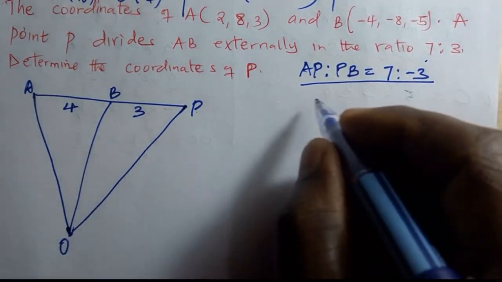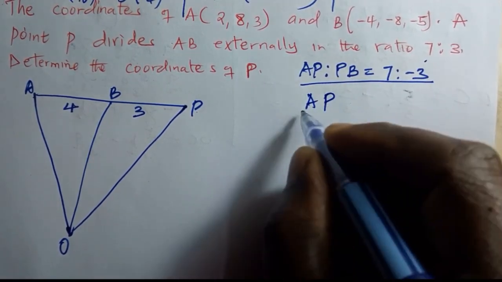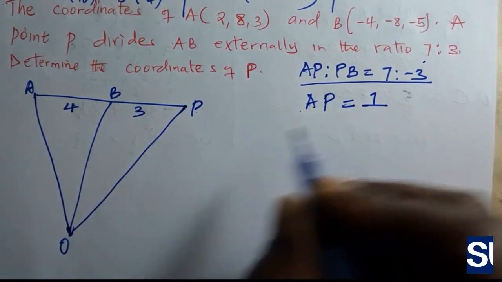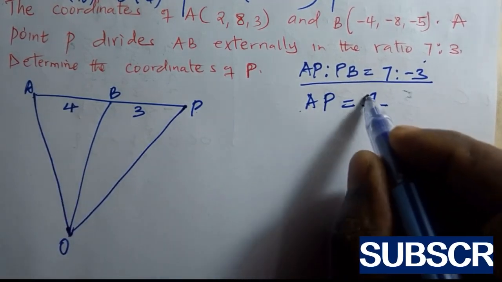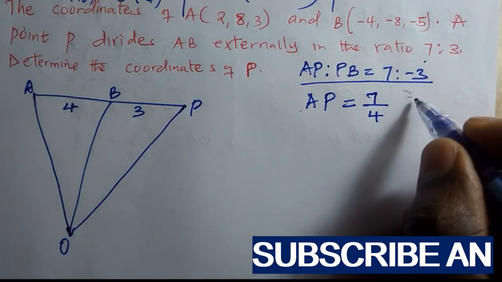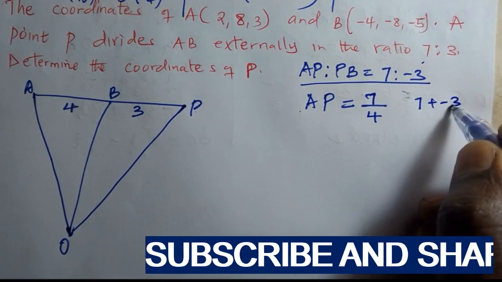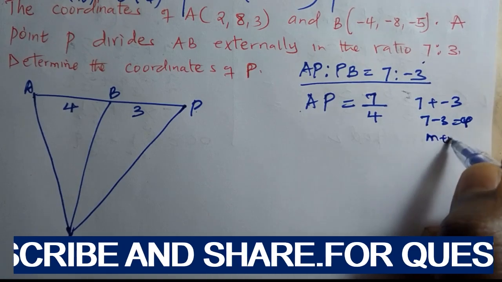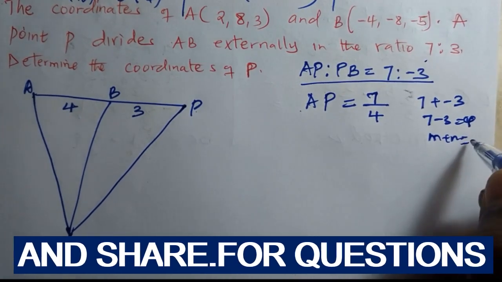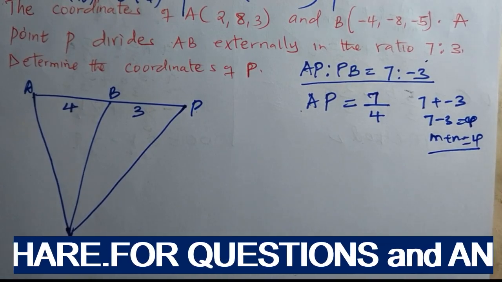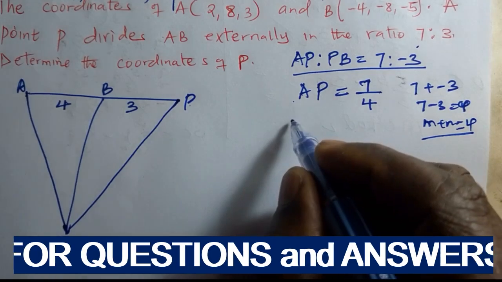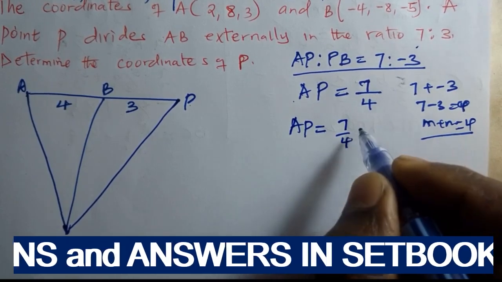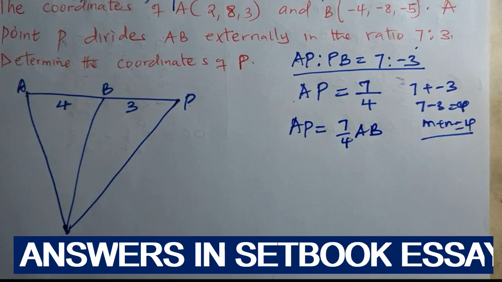Now to get AP, the total from here up to here, which is 7 over 4, because the total is 4. Why is the total 4? The total is 7 plus minus 3, which is 7 minus 3, and the total is 4. So M plus N is equal to 4. Remember that. So it means that AP is exactly equal to 7 over 4 AB. Remember that.